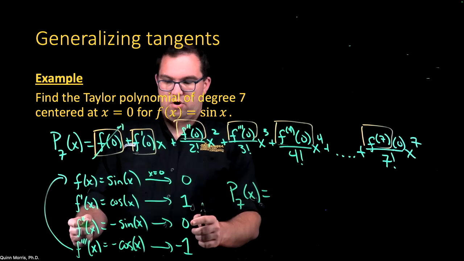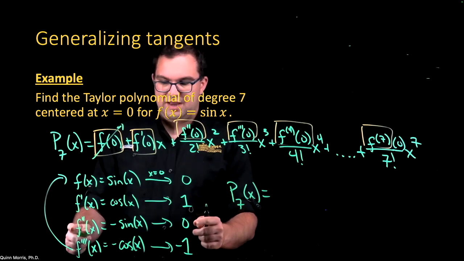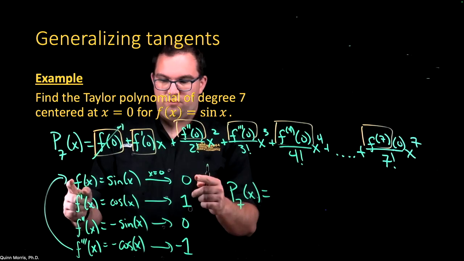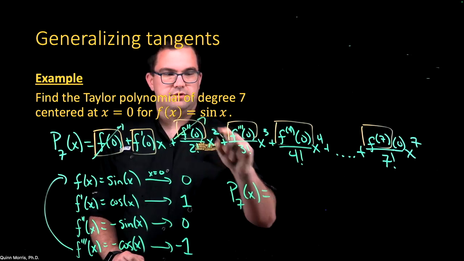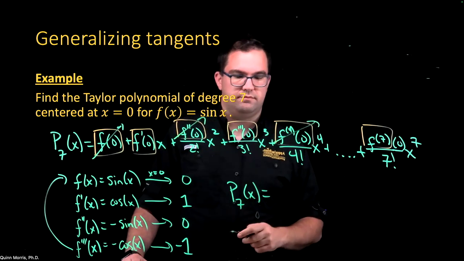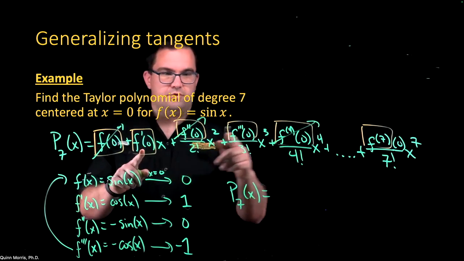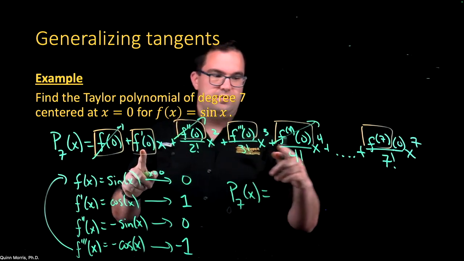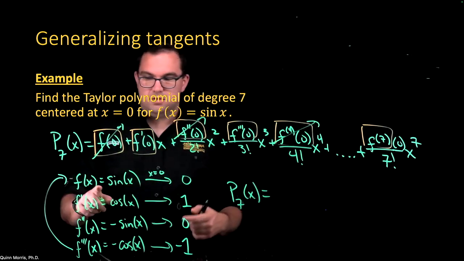So, by the way, the 0th derivative, the second derivative, the fourth derivative, and the sixth derivative are all going to disappear. They're all going to be 0. The only things that are left are the odd number derivatives. So the first derivative, the third derivative, the fifth derivative, and the seventh derivative. Okay. So what's going to happen?